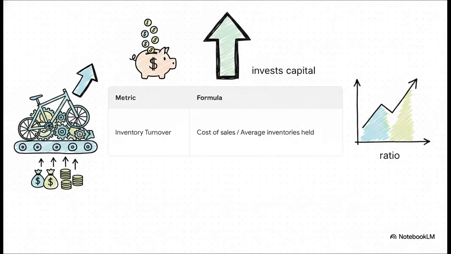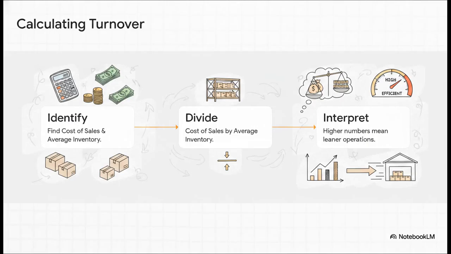All right, got your answer? Let's break it down. To see if Farmore's 50,000-pound investment is genuinely worth it, we calculate the inventory turnover ratio. That is your cost of sales divided by your average inventories held. If Farmore Cycles actually goes ahead and invests that capital, they are doing it with the strict, absolute expectation that this ratio is going to improve. Following these steps reveals exactly how many times a company effectively replaces its inventory over a period, basically proving whether their operations are truly lean.